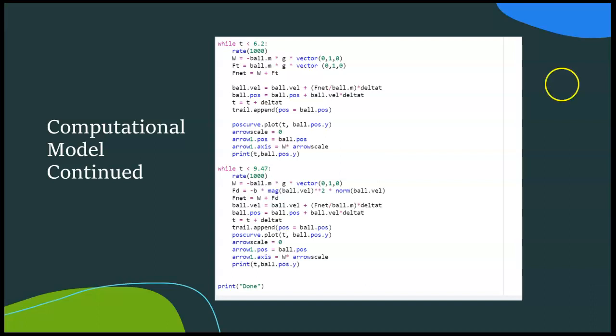After the top collapses and it is time for the slinky to begin falling, we calculate the weight to be negative mg, and we consider drag, where drag is negative b times the magnitude of the velocity squared times the velocity direction, the normalized velocity. Net force here is the sum of the weight and the drag force. Again, we use the velocity update and the position update formula to keep track of the ball's position. And we plot the position to track the position of the slinky.